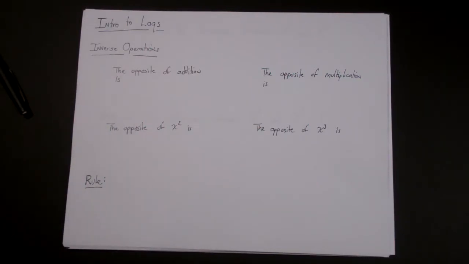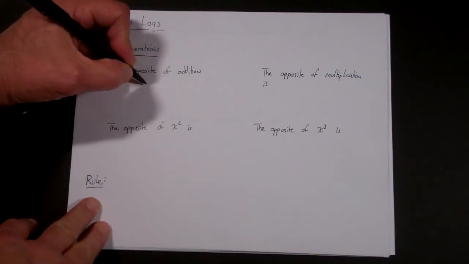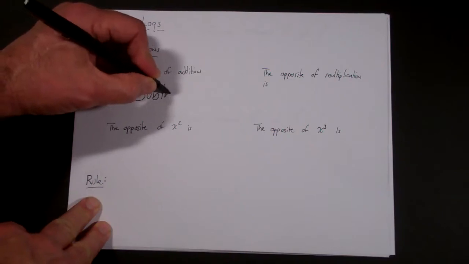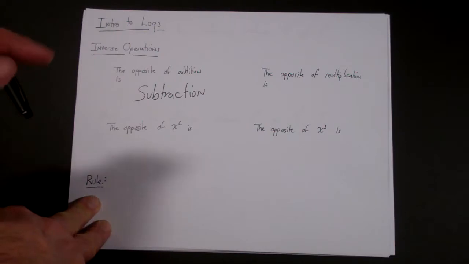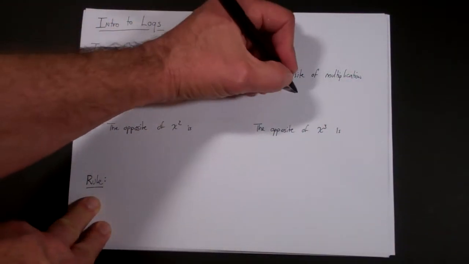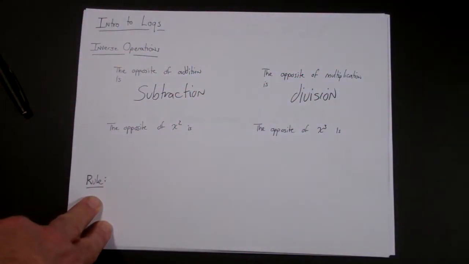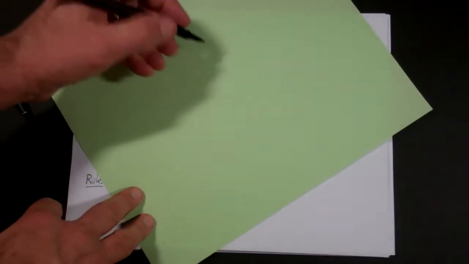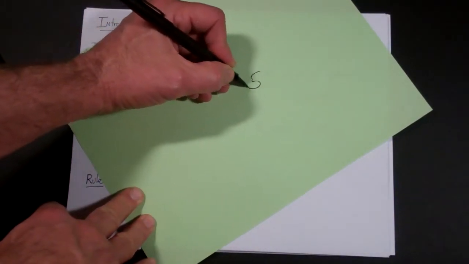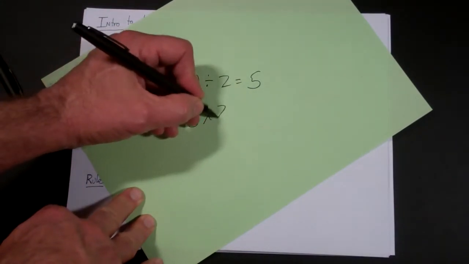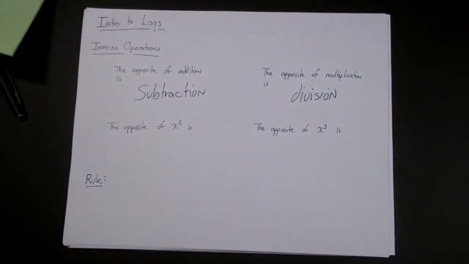So first of all, let's think about what is the opposite of addition. Well, the opposite of addition is simply subtraction. So we say that addition and subtraction are inverse operations. And the opposite of multiplication is division, because multiplication and division are inverse operations as well. We can see that pretty easily, because if we take 10, we divide it by 2, we get 5. But then if we take 5 again and we multiply by 2, we get 10. So we say dividing by 2 and multiplying by 2 are inverse operations.